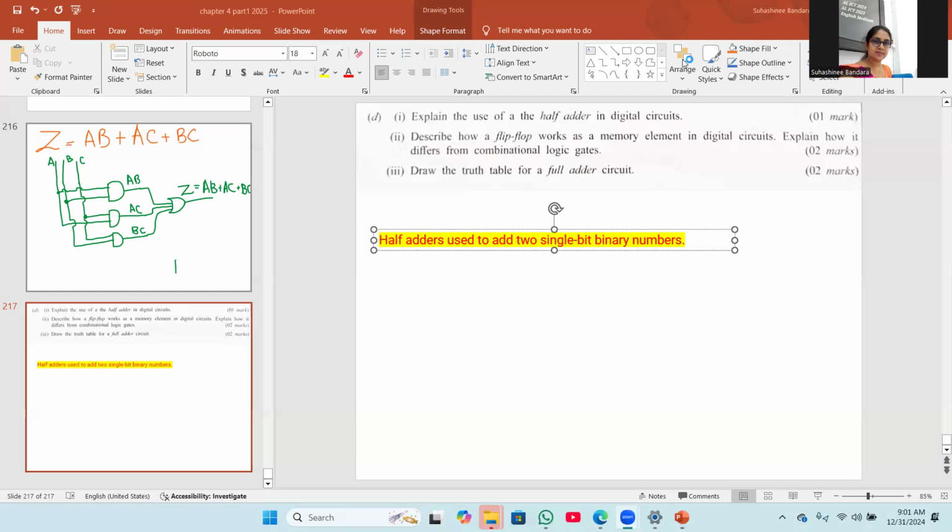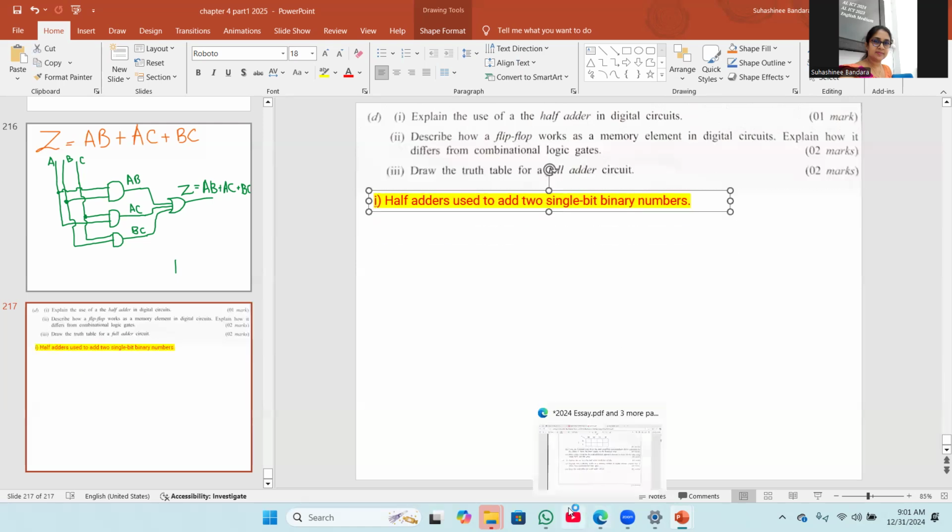Okay, draw the truth table for the full adder. Now complete the third one. We'll do the second one later because today's lesson also covers the flip-flop. Therefore, complete the third one. Draw the truth table for the full adder. Can you remember what a half adder is?